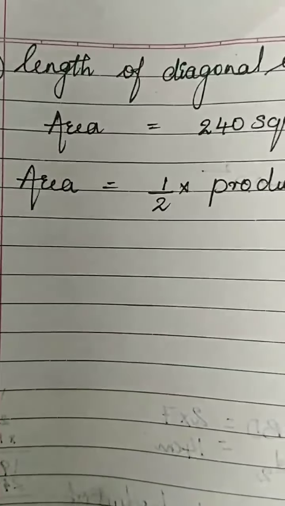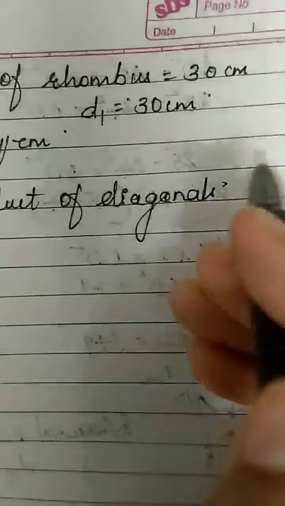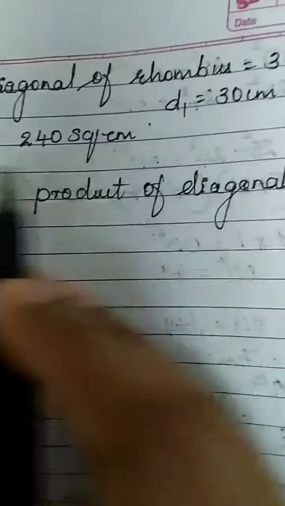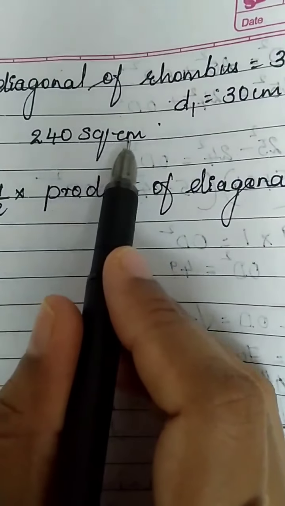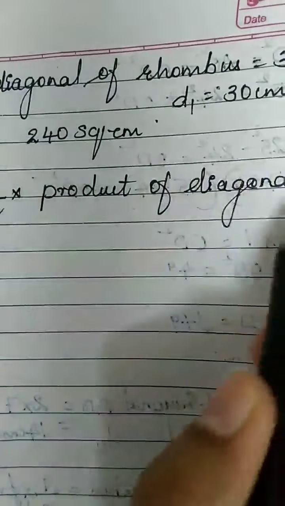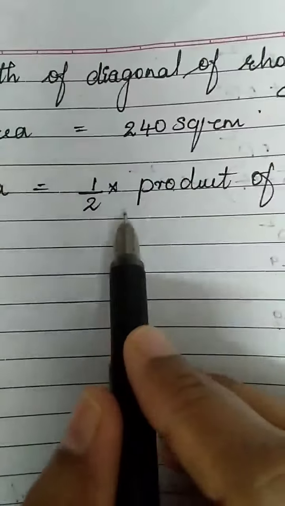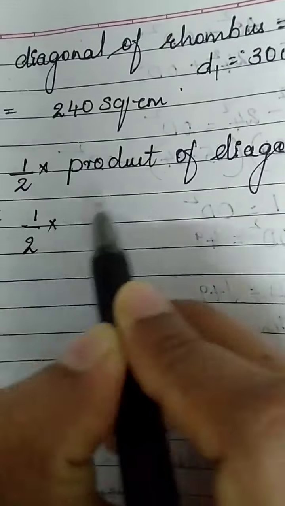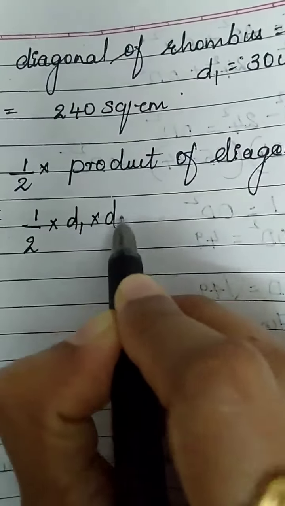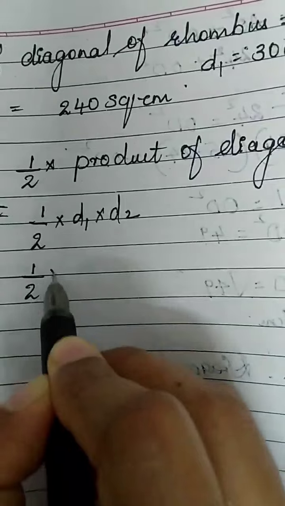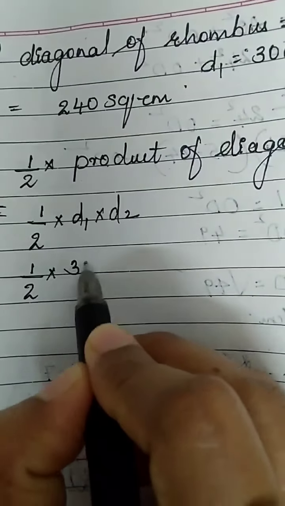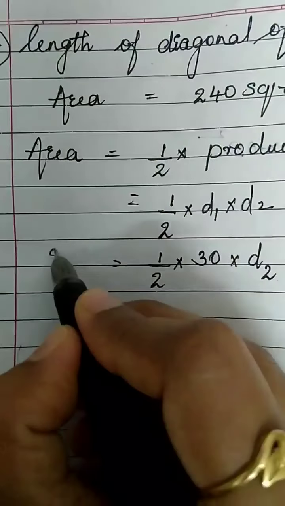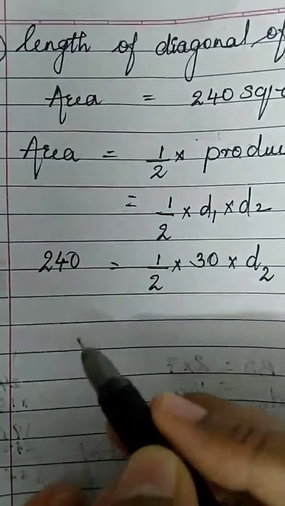See children, I have written the given details. Length of the diagonal of the rhombus is 30 centimeter, the first diagonal, so D1 is equal to 30 centimeter. Area 240 square centimeter is given. Use the formula of area. Area is equal to half into product of diagonals, which is half into D1 into D2. First diagonal we know, 30. Second diagonal we don't know, so we'll write D2. Area we know, 240, so in area's place we'll write 240.